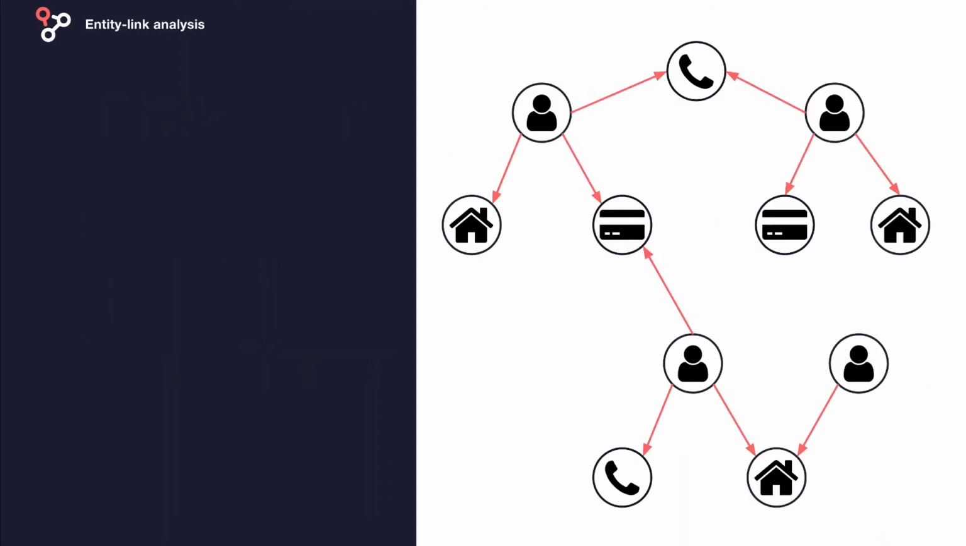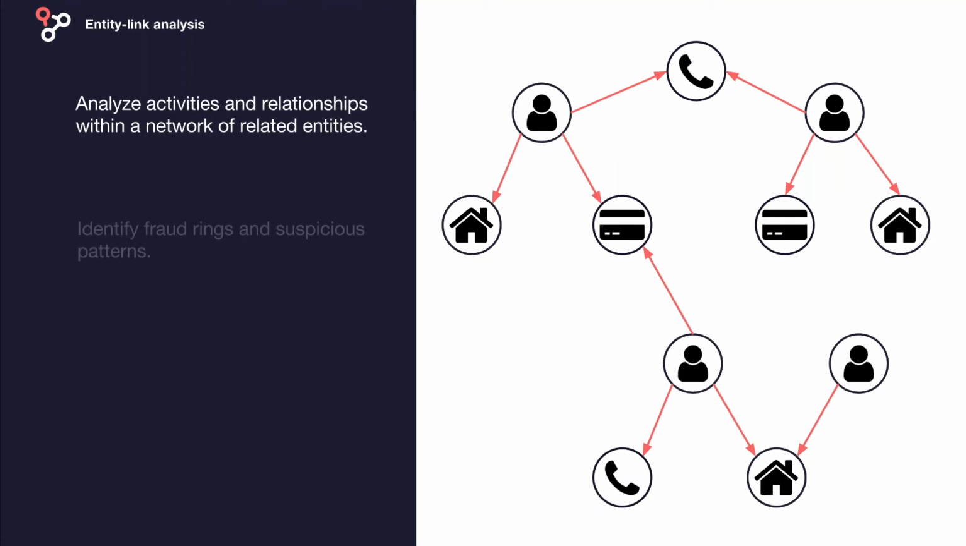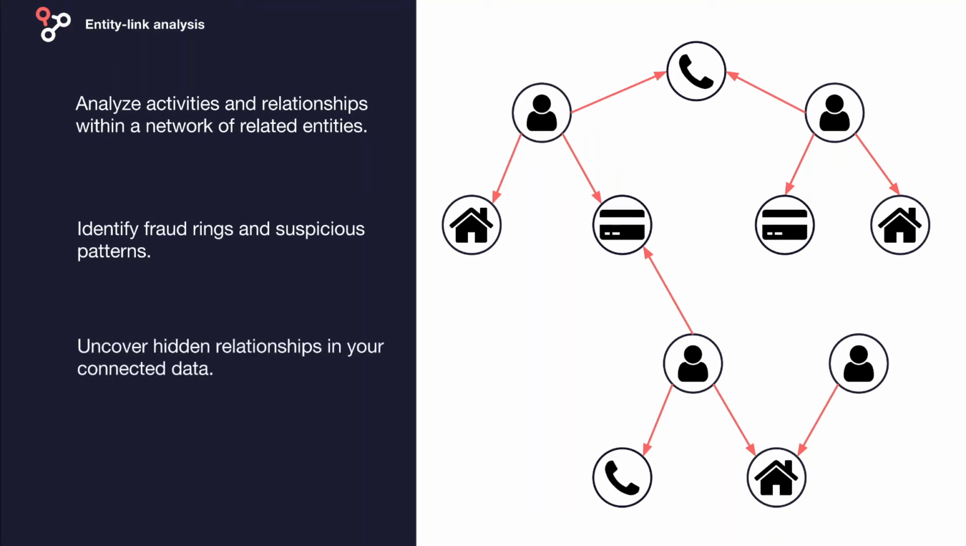On the entity link layer, Linkurious and Neo4j allow you to analyze activities and relationships within a network of related entities. This is essential to discover the networks associated with a suspicious account in order to determine if it's a limited case or if it's part of something bigger. So you can use rule-based analytics to identify fraud rings and suspicious patterns. And finally, you can uncover hidden relationships in your connected data.